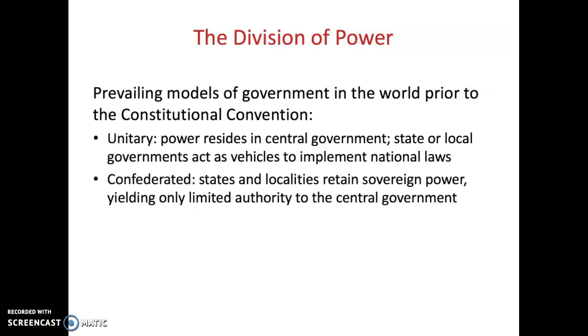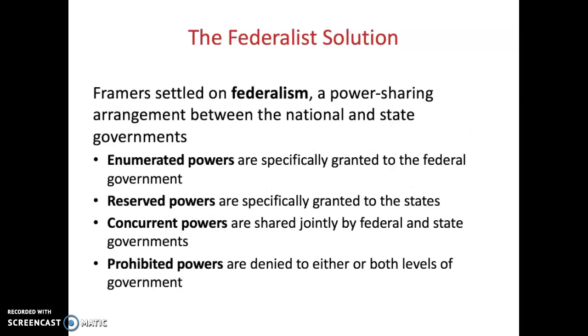In a unitary system, the power resides in that centralized government, and the states and local governments act as vehicles to implement those national laws. In a federal system of government, we have a sharing and distribution of power and resources between the federal government and the states. Enumerated powers are specifically written in Article 1 of the Constitution.